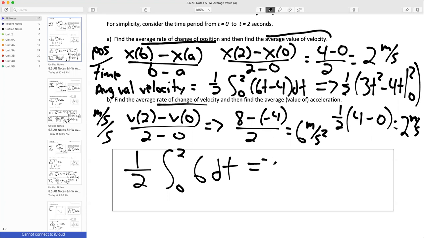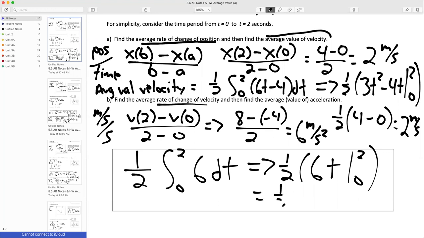Okay. The antiderivative of 6 with respect to time is going to be 6t, evaluated from 0 to 2. So this gives me 1/2 times 12 minus 0, or 6 meters per second squared.